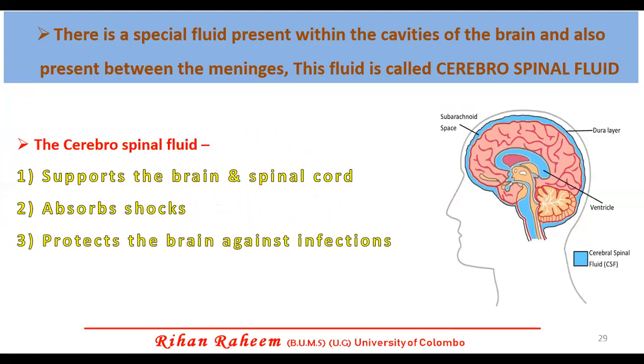And also it protects the brain against infection. For example, sometimes like coronavirus, there are many viruses and many bacteria. If these bacteria and viruses go into the brain, quickly this cerebrospinal fluid will kill them.